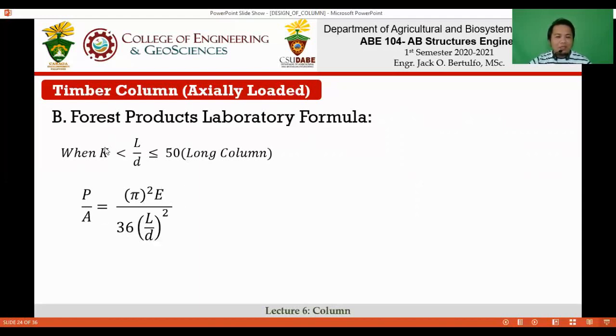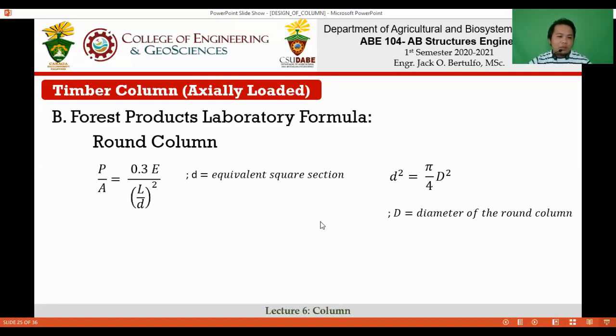Then you can calculate the modified allowable stress using this formula, pi squared E over 36 times L over D squared, where L over D is just the slenderness ratio. As you observed, this formula is the one used by Euler. This is the reduced formula, but there is the 36, I think it depends on the unit used. So you can use pi squared multiplied by E over 36 times (L over D) squared for long columns, if K is less than L over D and L over D is less than or equal to 50.